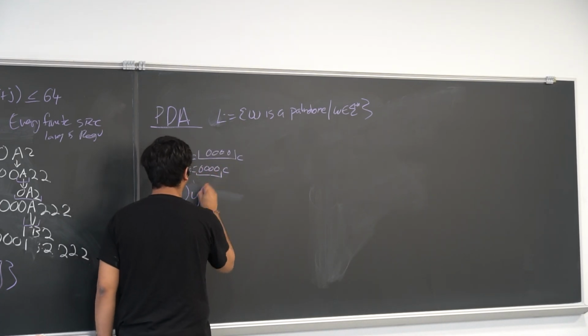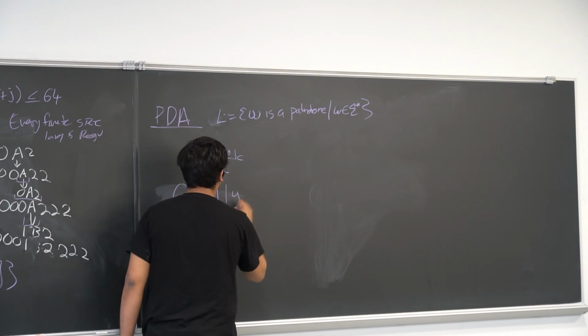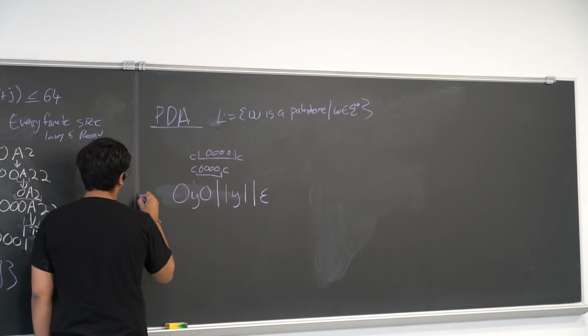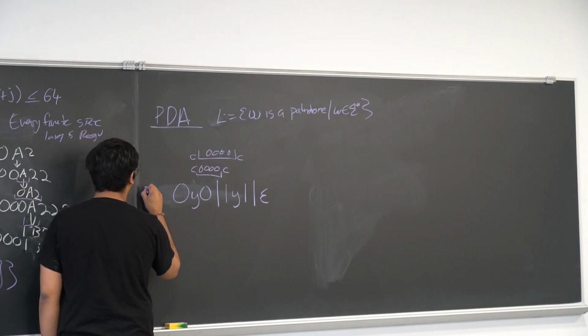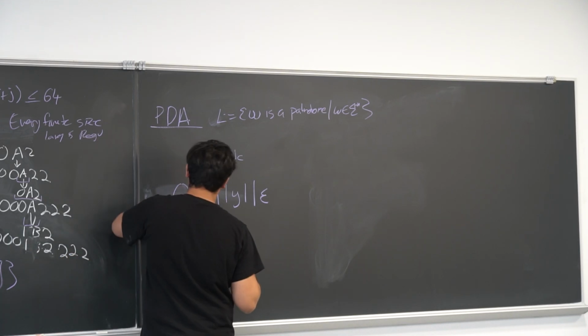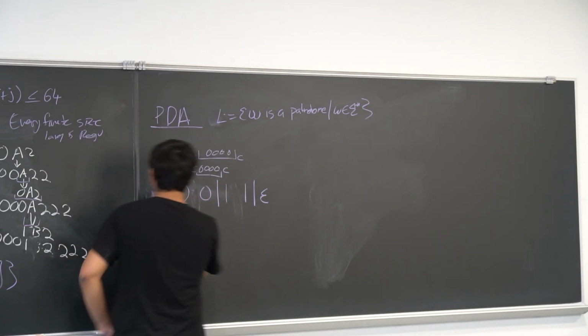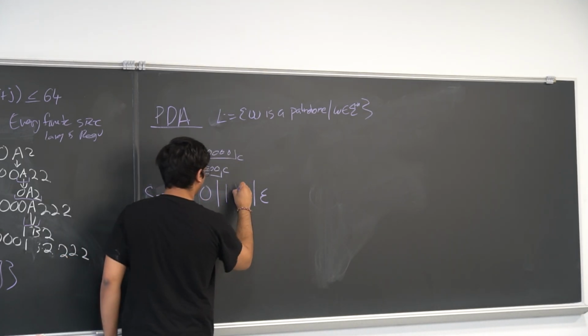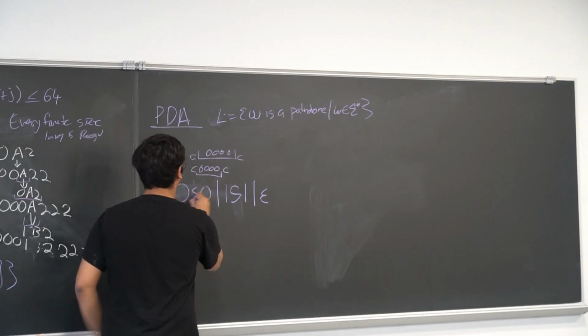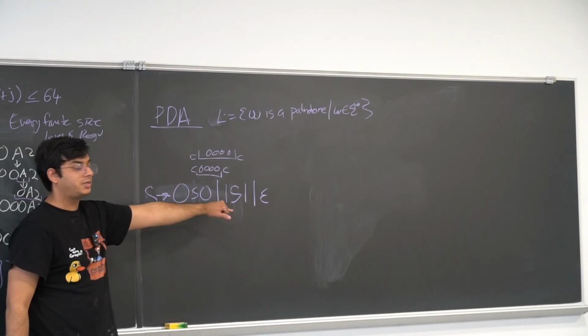We'll use y0, or 1, y1, or epsilon. And then we'll call this thing y, I guess. Y is a character, I should be proper about this. Okay, there. Cool. So we get 0 or 1. So this is a context-free grammar that represents palindromes.